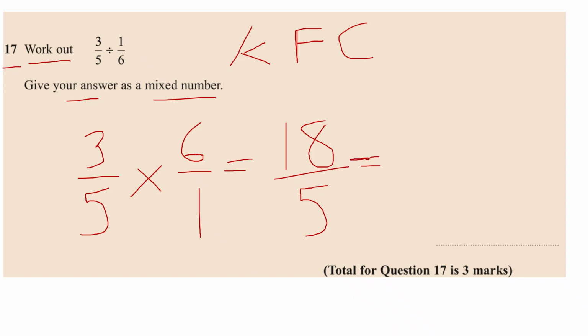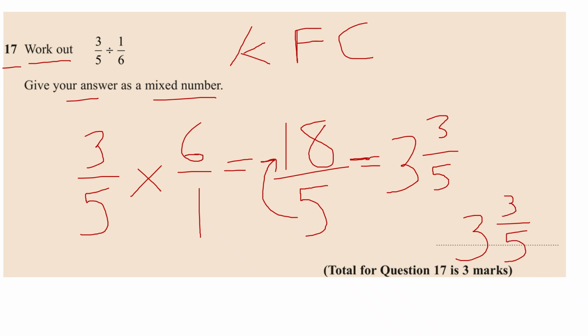Okay, writing this as a mixed number. How many times does 5 go into 18? Well, it goes in 3 times fully, because 3 5s make 15, and the remainder, or the leftover, is 3. So it's 3 and 3/5. The answer we get is 3 and 3/5 as our final answer, written as a mixed number.